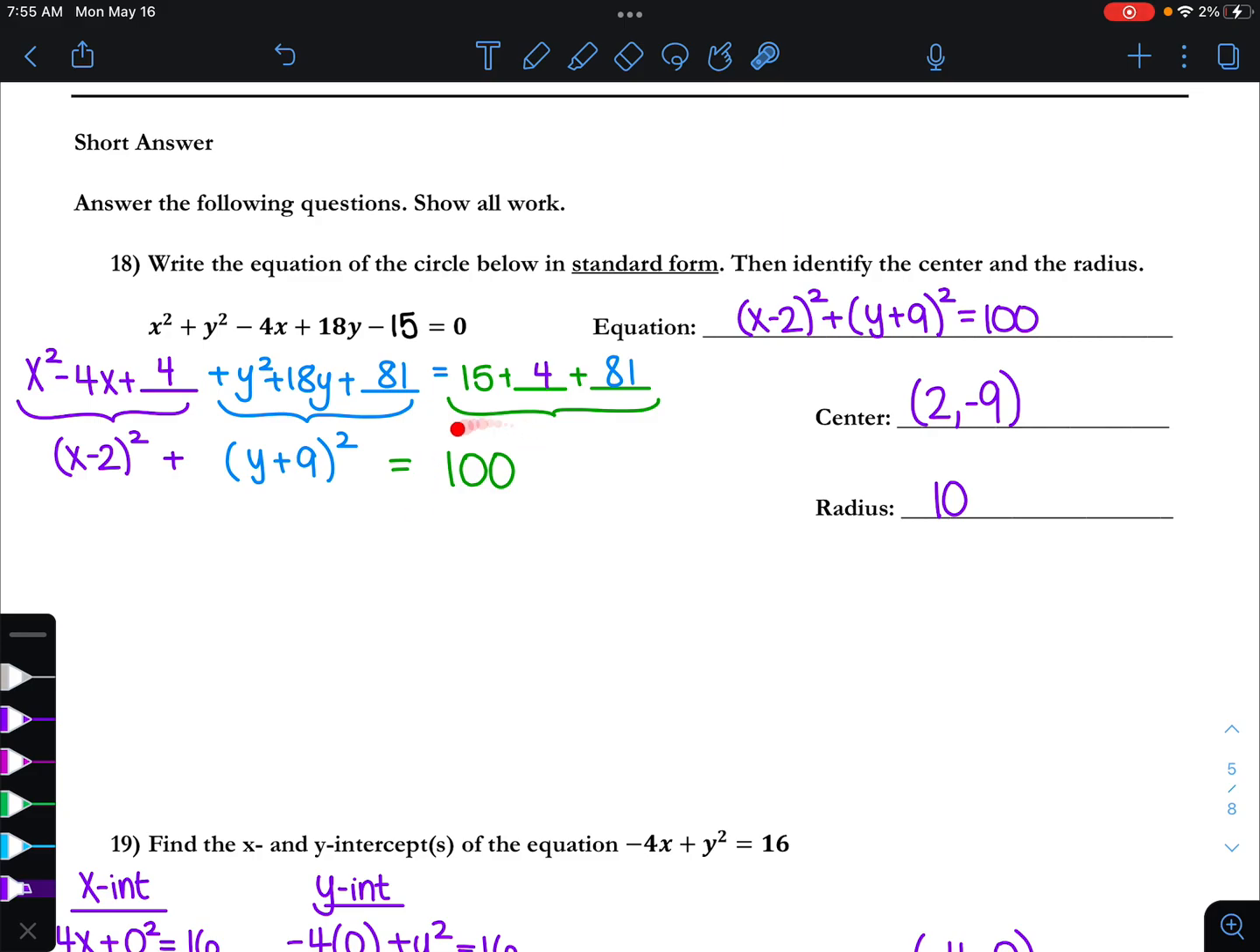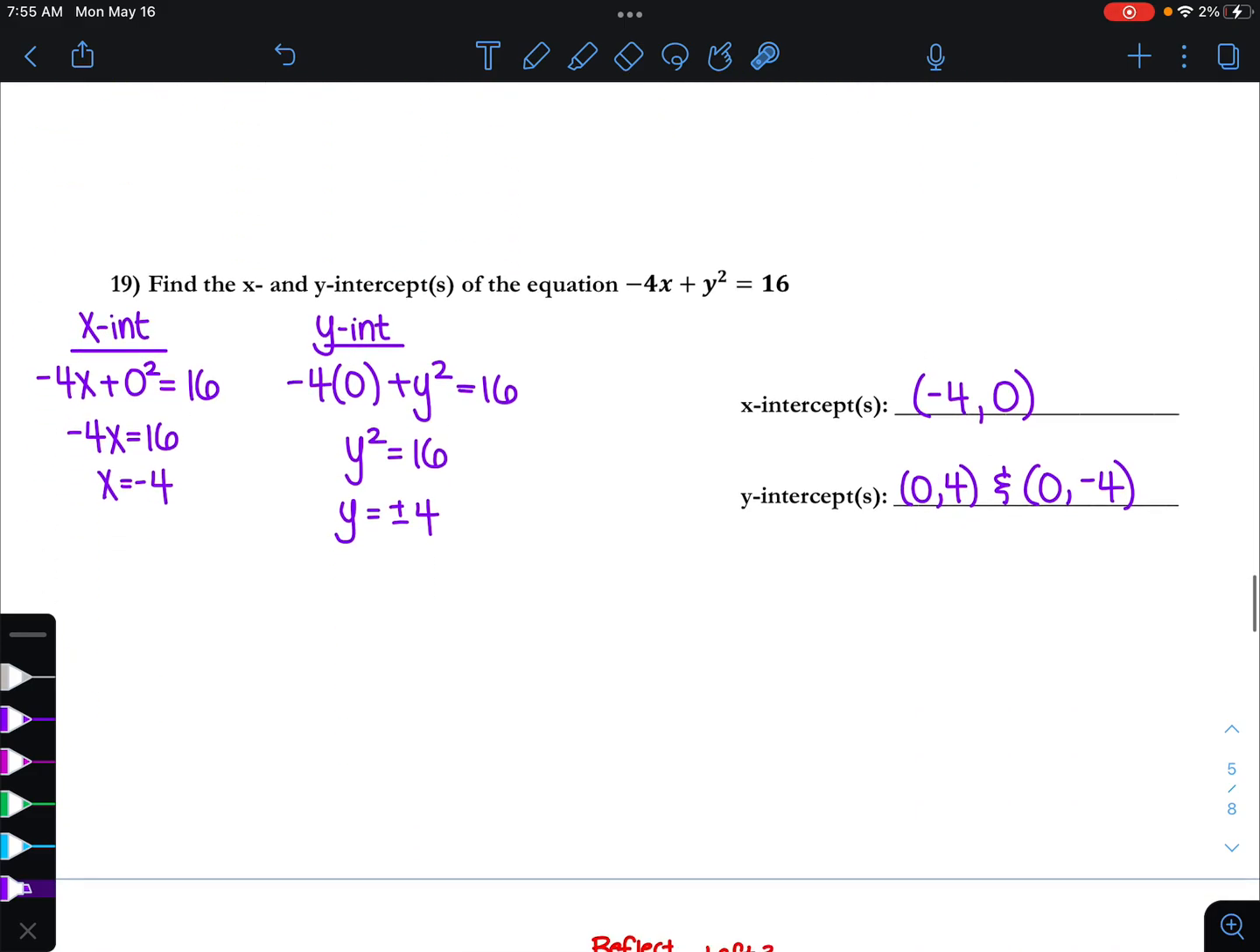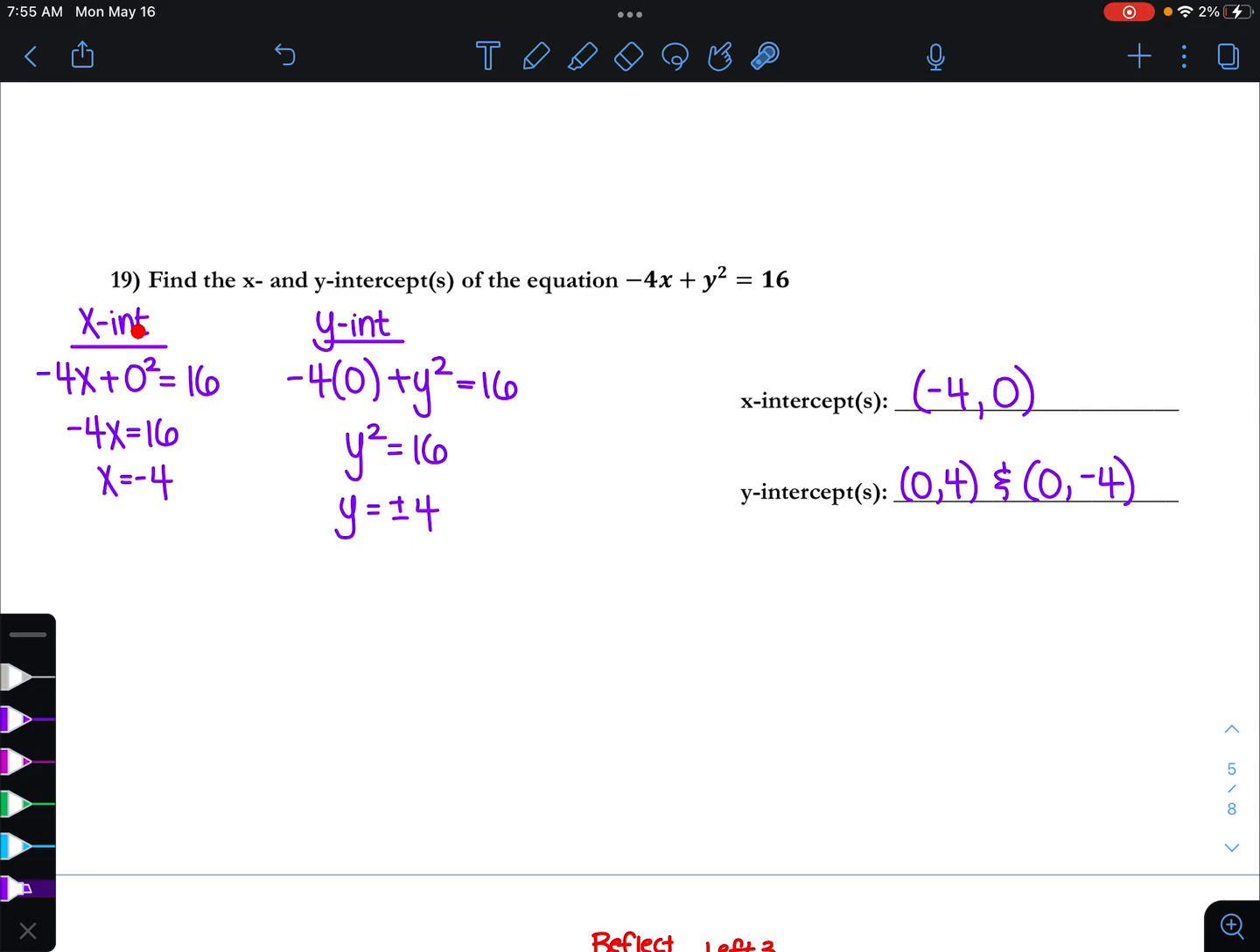Remember, take the square root of this to get your radius. X and y intercepts. For the x-intercept, you're plugging in 0 for y, solving out. For the y-intercept, you're plugging in 0 for x, solving out.